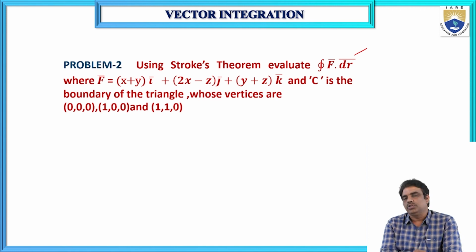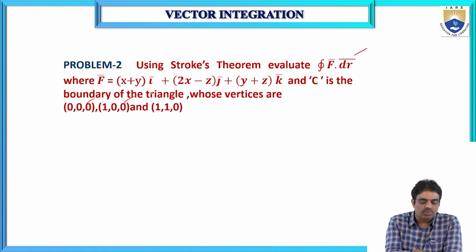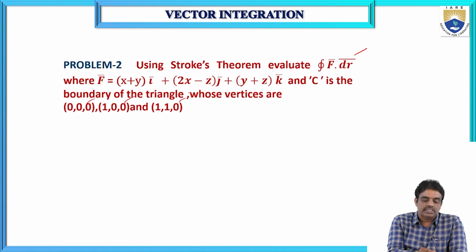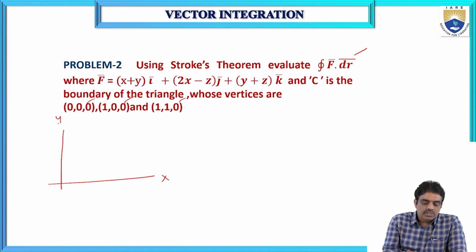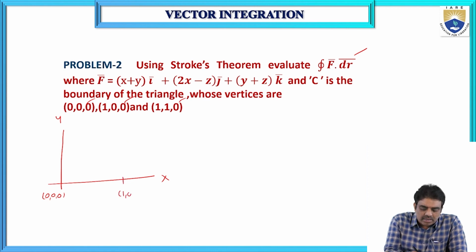and (1, 1, 0). That means what? All z values are 0. That means the function is defined in the xy plane only. This is the xy plane. So (1, 0, 0), there is no z axis. Because all z values are 0, the function is defined in the xy plane only. And (1, 0, 0) means this is a point on the x-axis only.